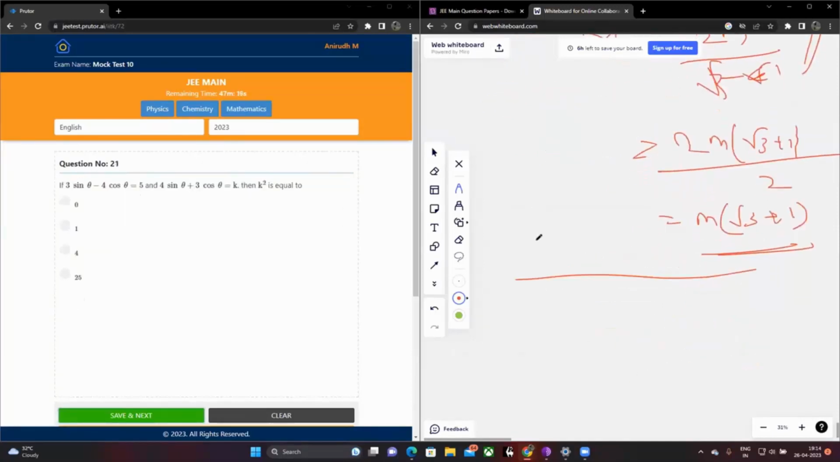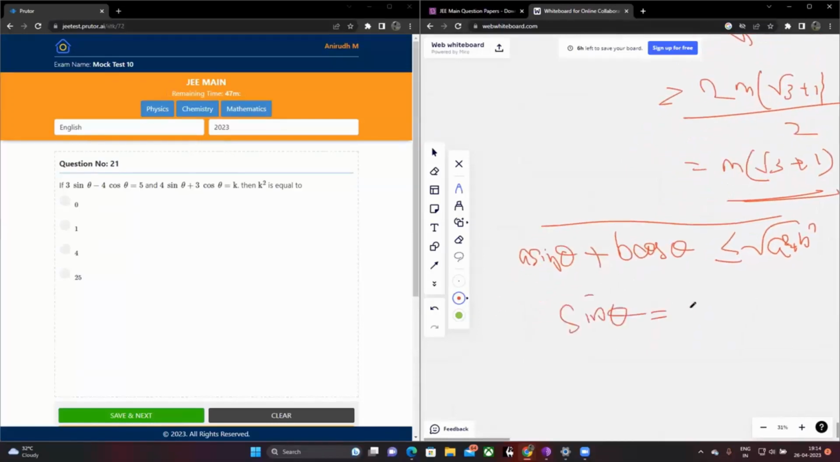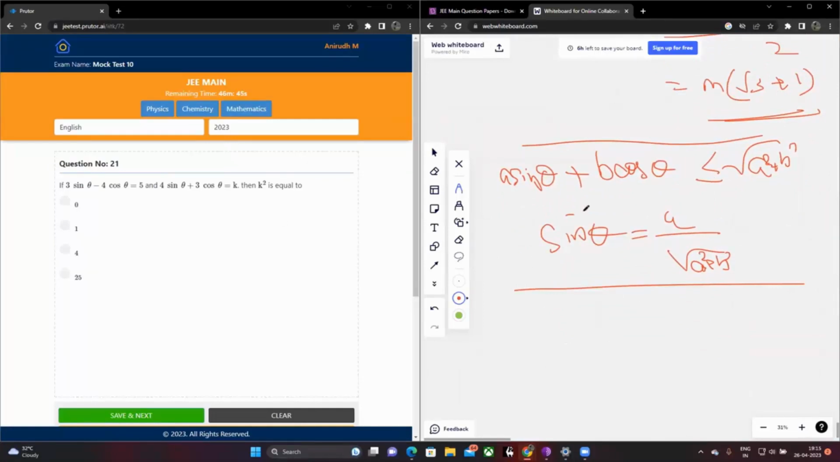Question 21 is a fairly simple question. You have to know that a sin θ plus b cos θ is always less than or equal to root of a squared plus b squared, and when equality holds, sin θ is basically a by root of a squared plus b squared. It's a hard fact, not going to change. It's because of the minimum and maximum values that the sine plus cosine function actually holds. You can verify by differentiation if you want to, as an exercise for yourself. So this is a fact.